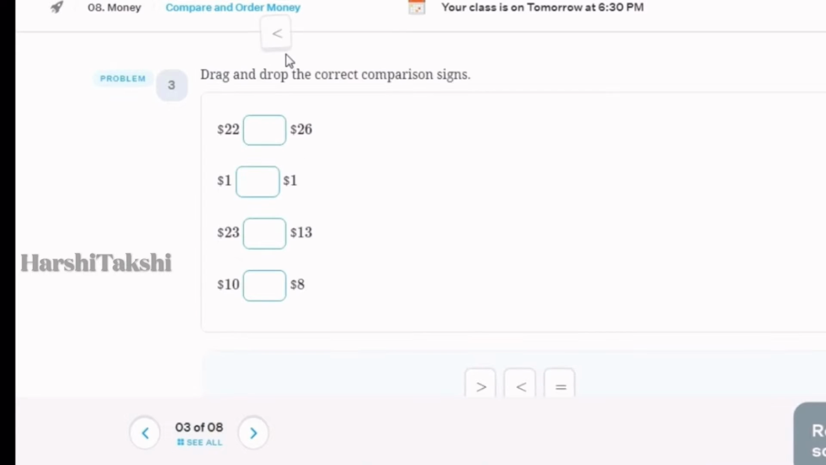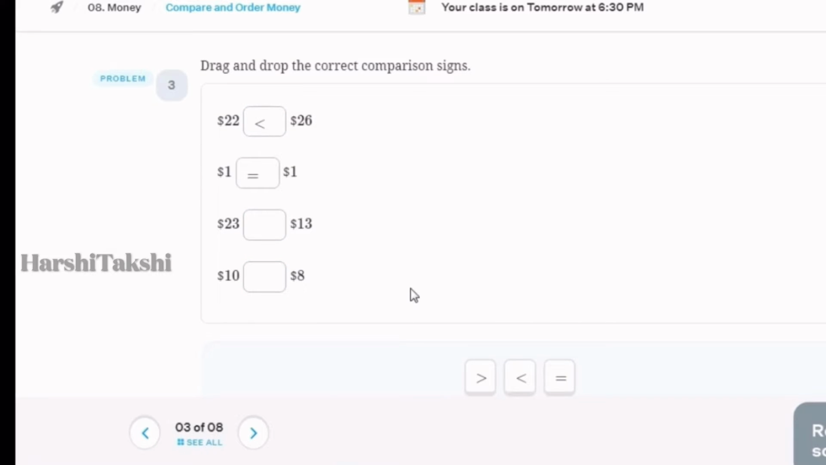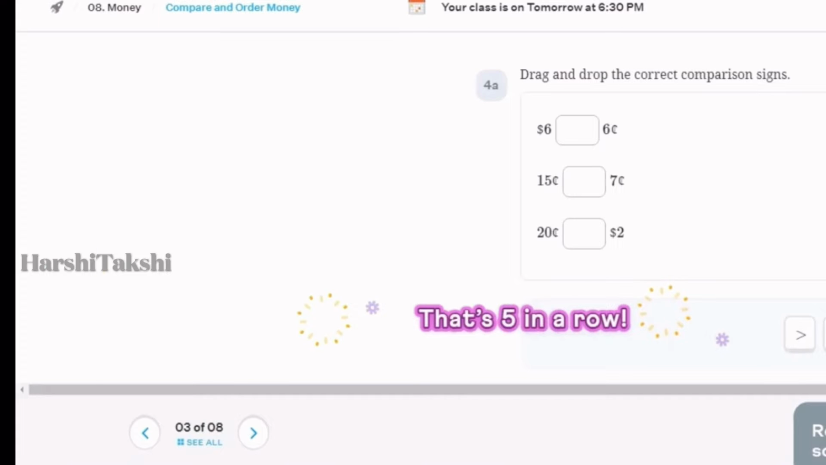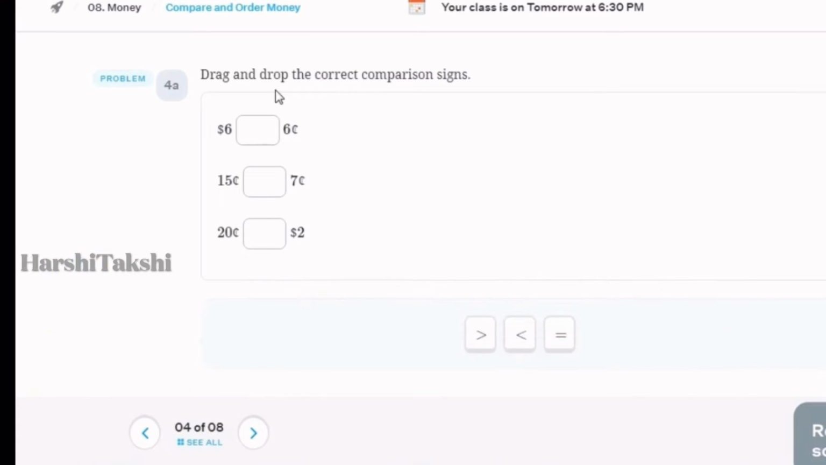20. This is still better. That's equal. This is still better. This and that is. Drag and drop the correct comparison signs, equal.